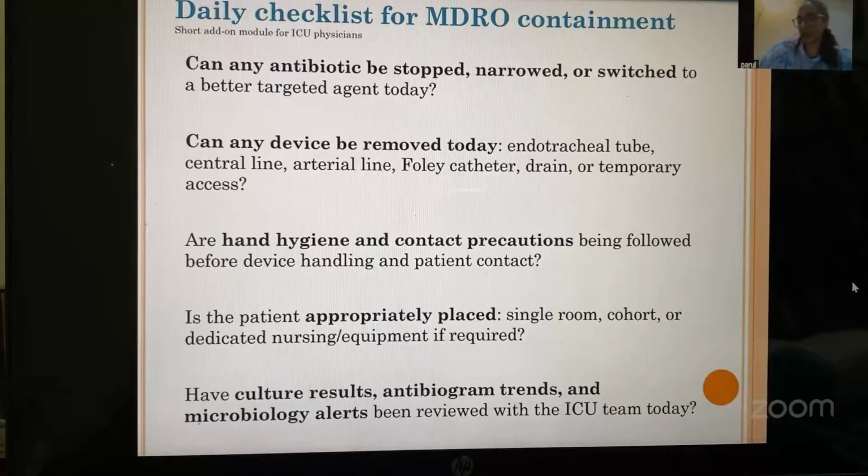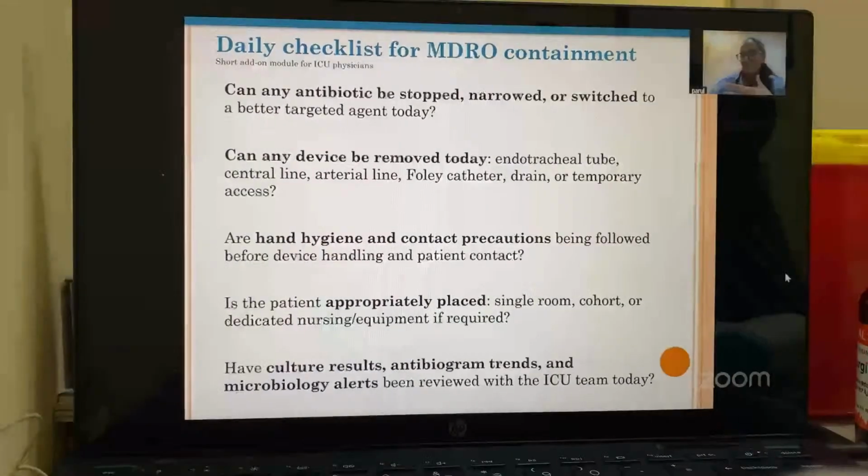Can an antibiotic be stopped, narrowed, or switched? Can any device be removed today? Are hand hygiene and contact precautions being followed? Is the patient appropriately placed wherever possible? Have culture results, antibiogram trends, and microbiology results being reviewed?